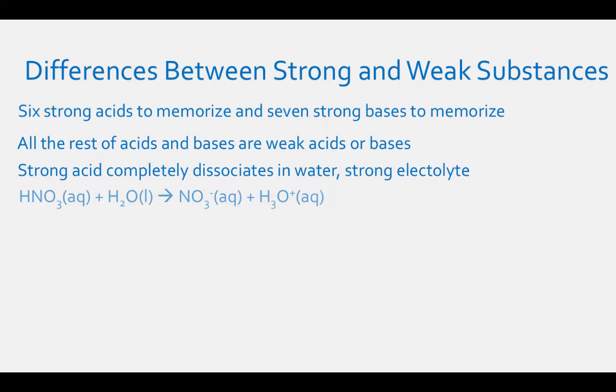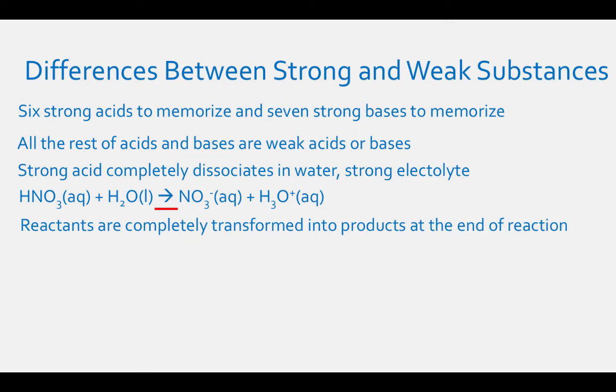For example, the strong acid HNO3 completely dissociates in water according to this equation. HNO3 aqueous plus H2O liquid reacts to form NO3 negative aqueous plus H3O plus aqueous. As you can see in this equation, there is only a single arrow designating that reactants are completely transformed into products at the end of the reaction.